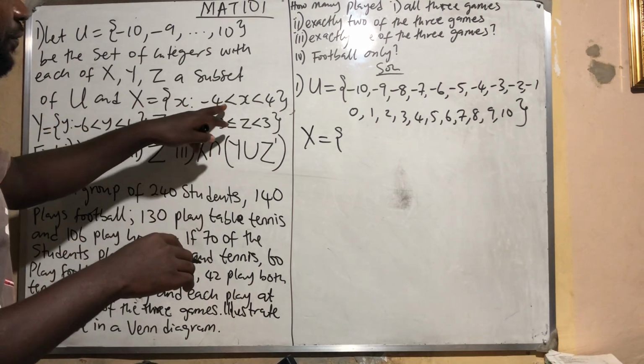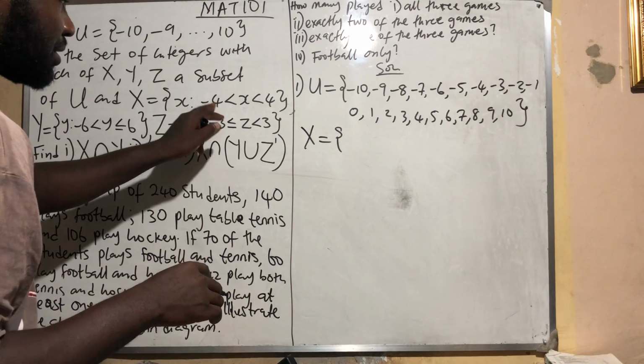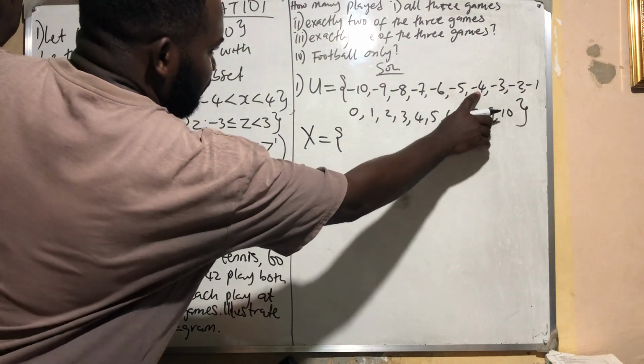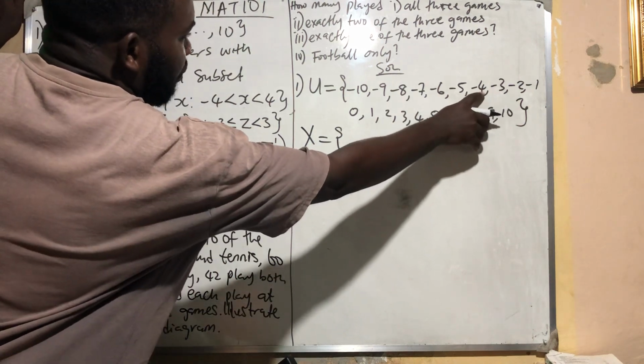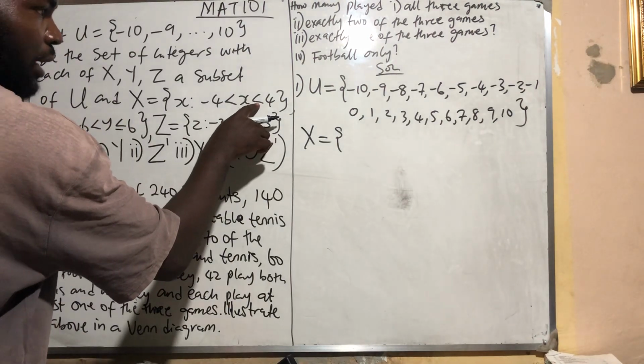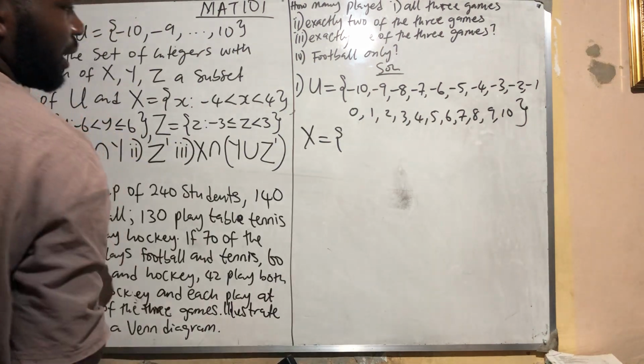Now, anytime you have less than, they do not put equal to there. It means it's not going to start from the person here. It's going to start after the person. After minus 4 is minus 3. So it cannot start from minus 4. It will start from minus 3. And because there is no equal to in the other one, it is not going to stop at 4. It's going to stop at 3. Are you getting it now?